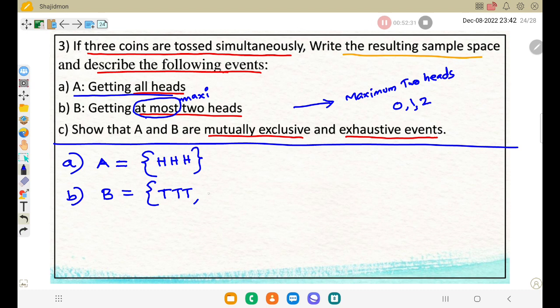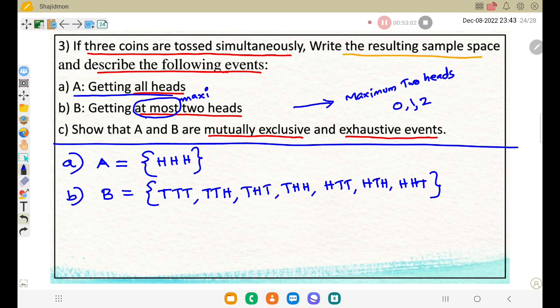So what are the other options? Either we can write TTH, or THT, or we can write THH, or we can write HTT, or we can write HTH, or we can write HHT. Correct? How many elements will be there? 7 elements. 1, 2, 3, 4, 5, 6, 7. Except HHH, 3 heads. So this is the second part of the question.